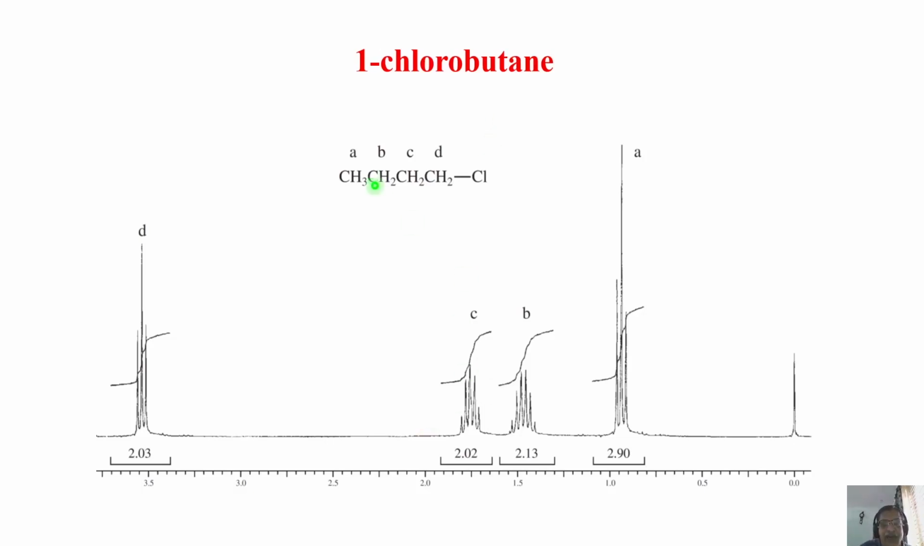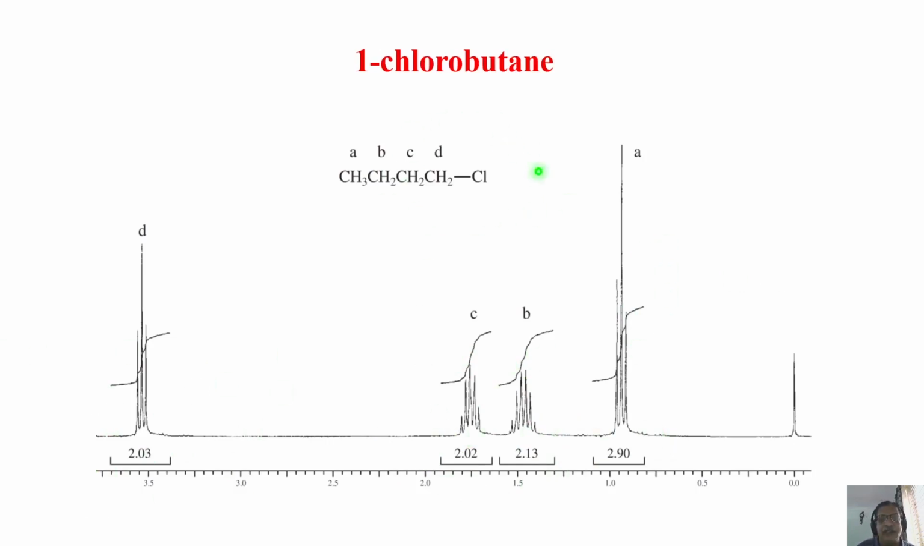So now you can look at it. This has to be this CH2, which is split into a triplet of triplets. This is a quartet of triplets. This is a triplet. So intensity clearly agrees: 2 intensity, 2 intensity, 2 intensity, and 3 intensity. Very nicely you can interpret the spectrum.